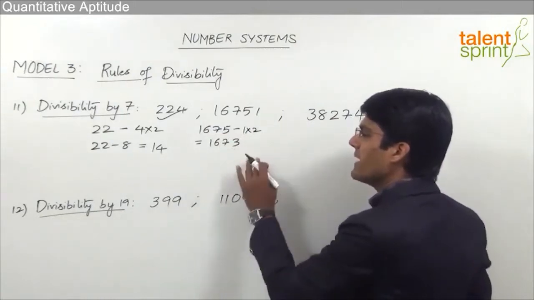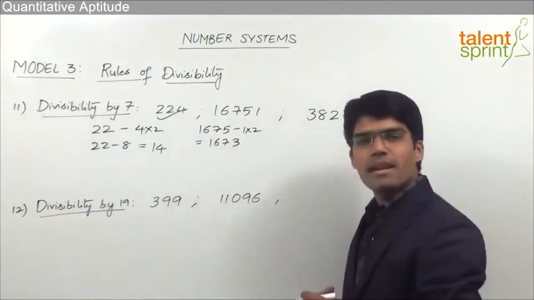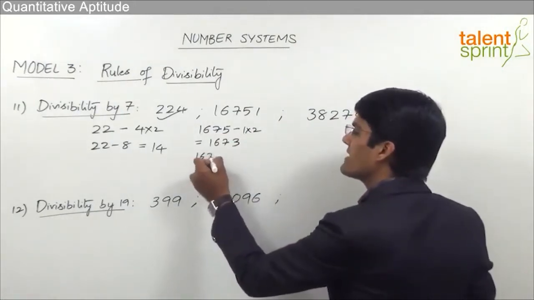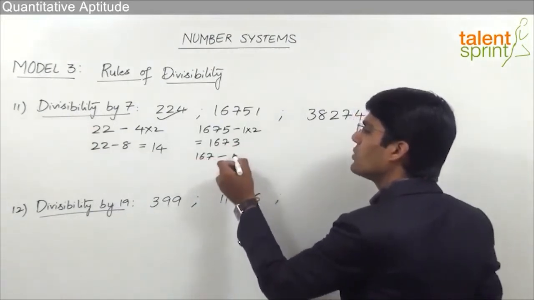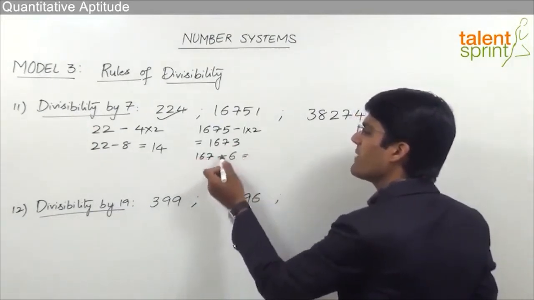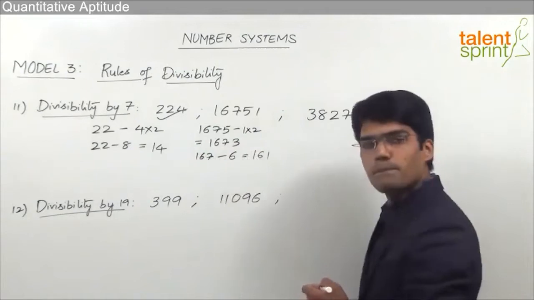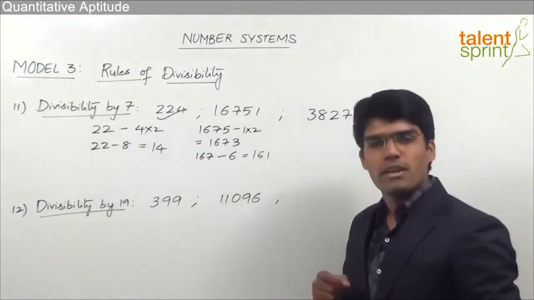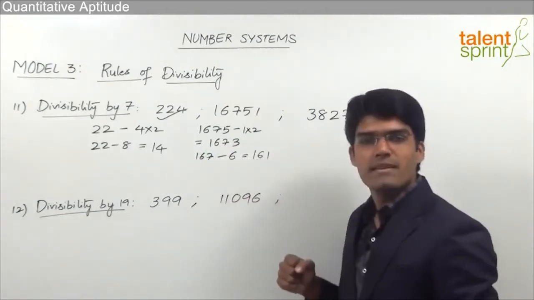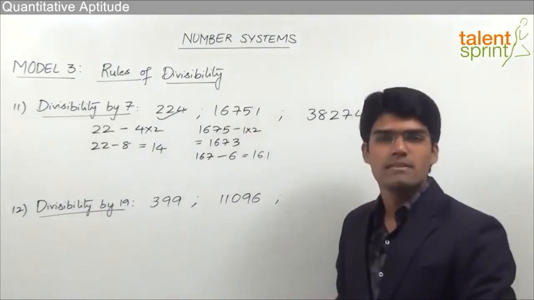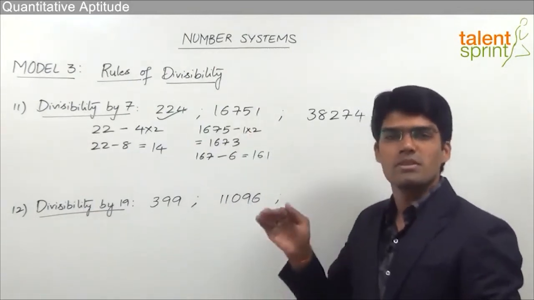Again 3 has to be separated, multiplied with 2 and subtracted from the remaining part. So we get 167 minus 3 into 2, which is 6. 167 minus 6 is 161. After getting 161, if you are able to say whether it is divisible by 7 or not, then you can directly understand the divisibility. Otherwise, continue the procedure for one more step.